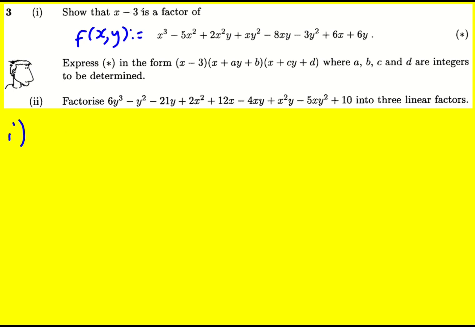So to show that x minus 3 is a factor, let's put x equals 3 in and then use the factor theorem. You could just say let x equal 3 into star. That's probably a little bit easier.